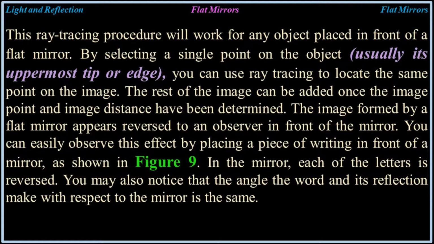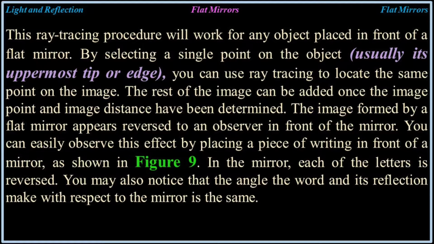This ray tracing procedure will work for any object placed in front of a flat mirror. By selecting a single point on the object, usually its uppermost tip or edge, you can use ray tracing to locate the same point on the image. The rest of the image can be added once the image point and image distance have been determined.